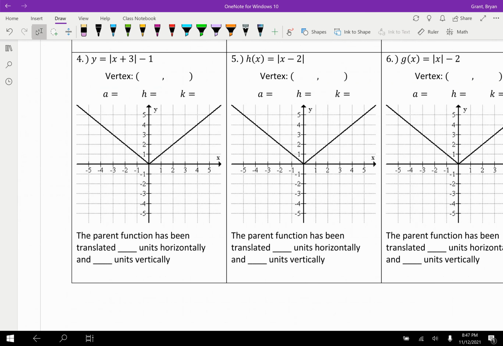All right, one more of these. We have negative 3, negative 1. A is 1, h is negative 3, k is negative 1. Guess I should stay consistent with those ones, huh? And I just noticed it more when there's absolute value because they look like ones as well. So we are moving negative 3 units horizontally, negative 1 vertically. There we go. And then using that same slope.